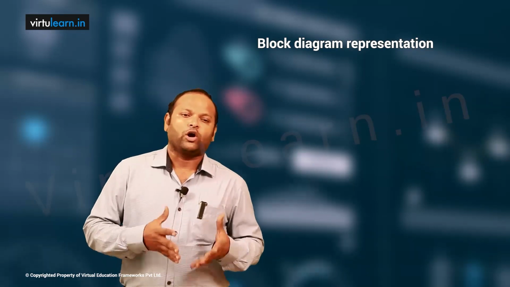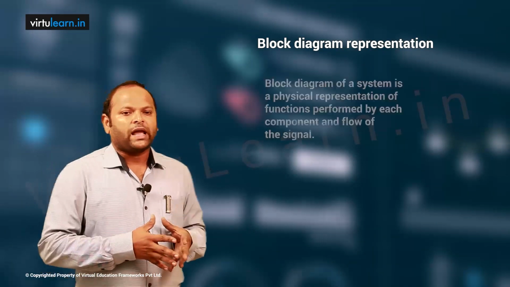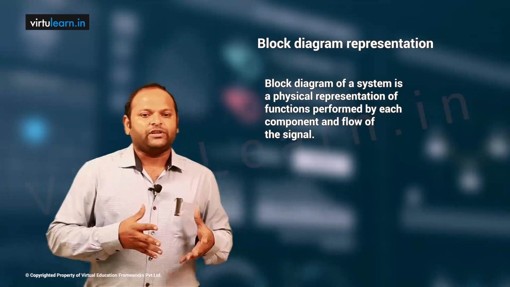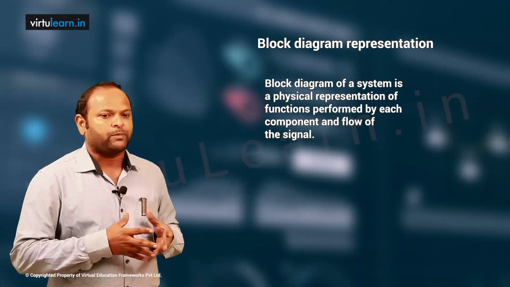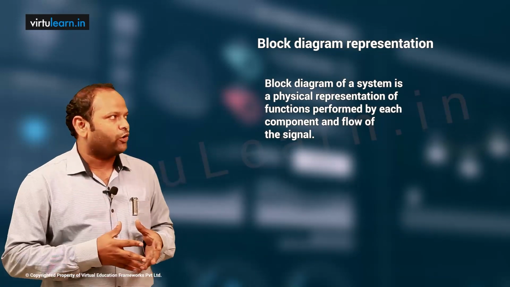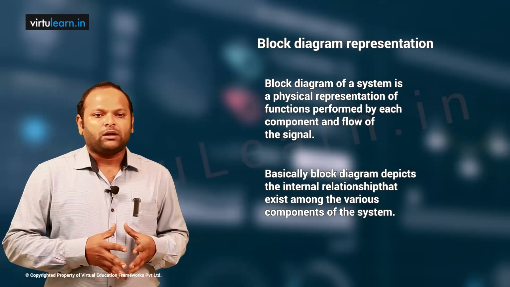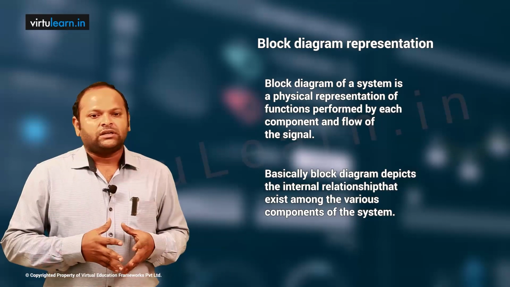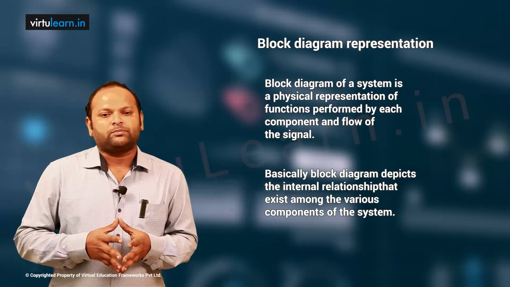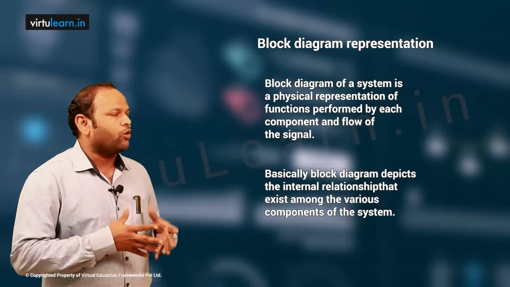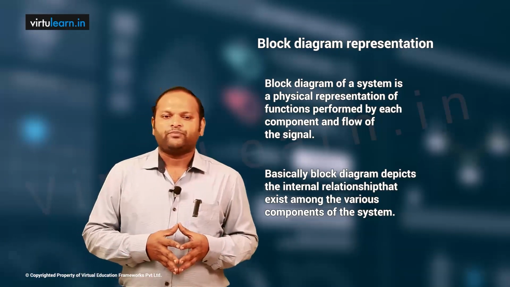What do you mean by block diagram? So the block diagram of a system is a physical representation of functions performed by each component and the flow of the signal. Basically, a block diagram depicts the internal relationship that exists among the various components of the system.